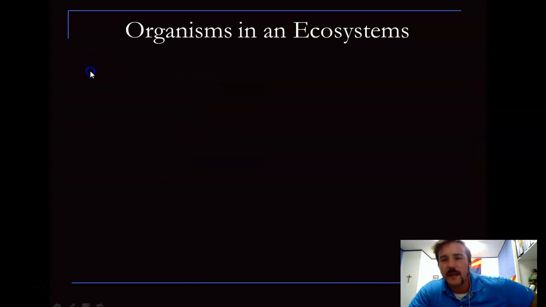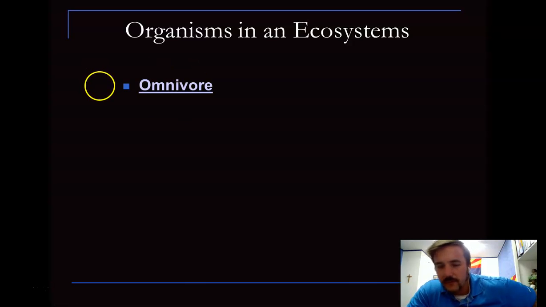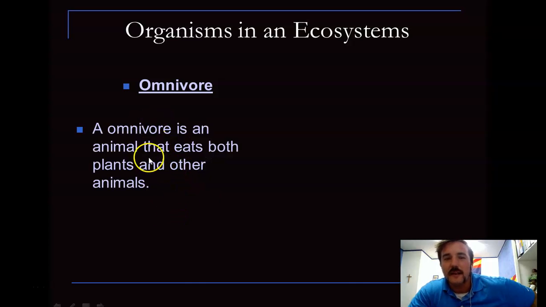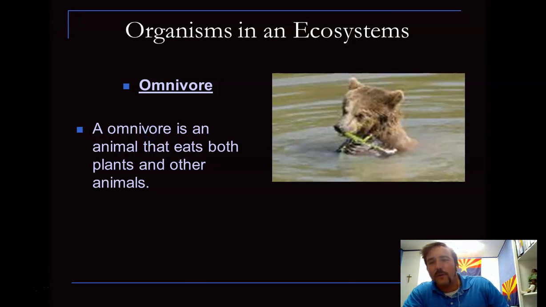We have some types of animals that are called omnivores. An omnivore, you might have guessed it, is an animal that eats both plants and other animals. They're not all that picky. If they have some meat, they're going to eat some meat. If they have some plants, they're going to eat some plants. Some of the most famous omnivores are bears. You might have seen a commercial a little while ago about the bears sitting in a river and waiting for the fish to jump up and eat the fish.